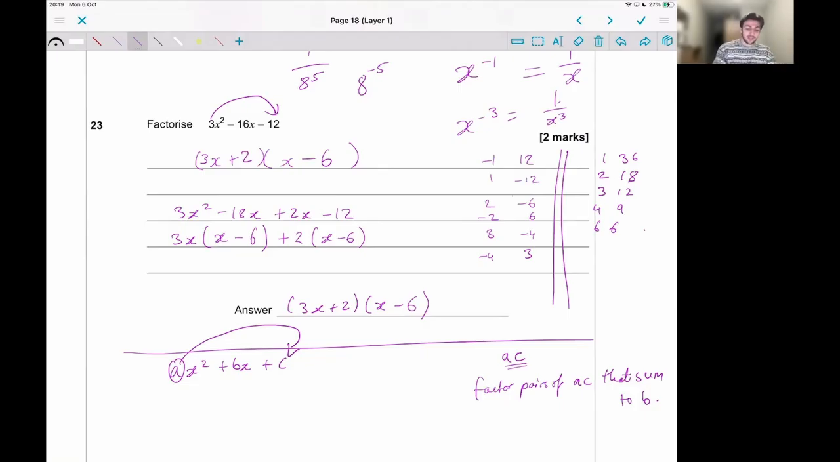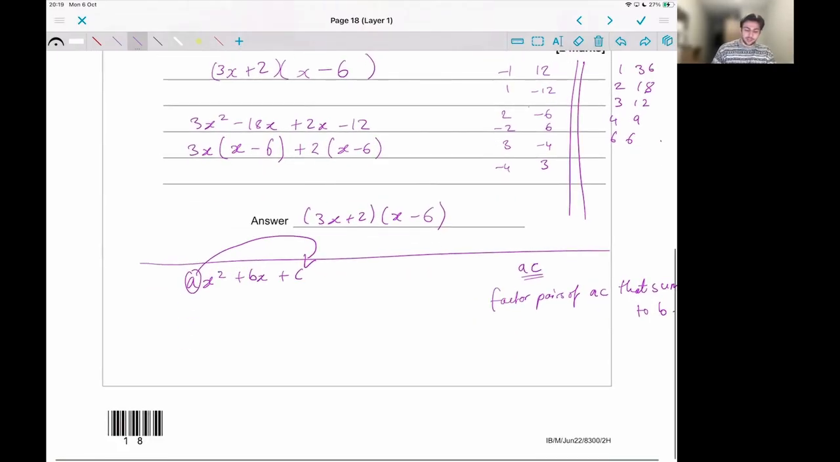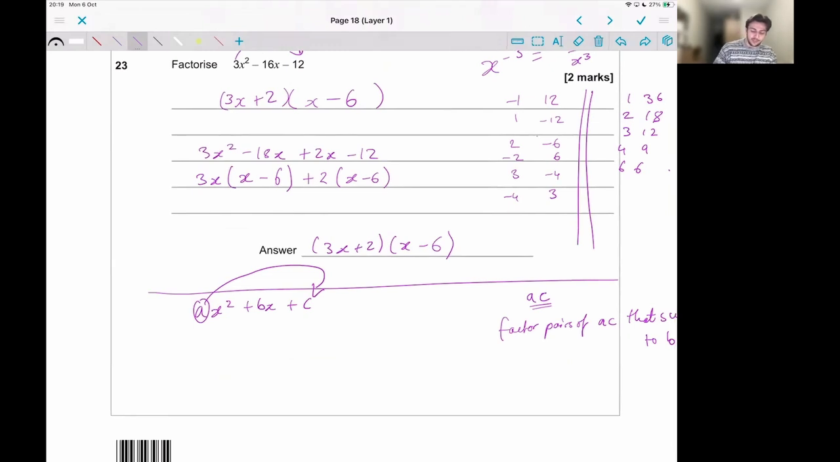If you use the quadratic formula, I'll just show you this quickly. So you get minus b, which becomes plus 16, plus or minus the square root of b squared, so minus 16 squared, which is 256, minus 4ac. So that's 4 times 3 times minus 12. So minus times minus is a plus. 4 times 3 times 12 is 12 times 12, 144.